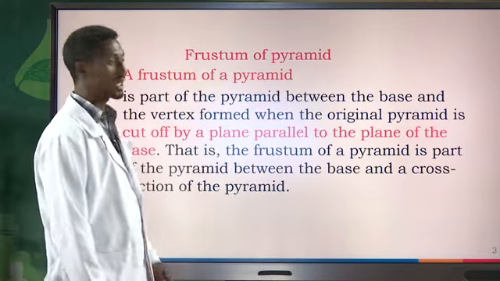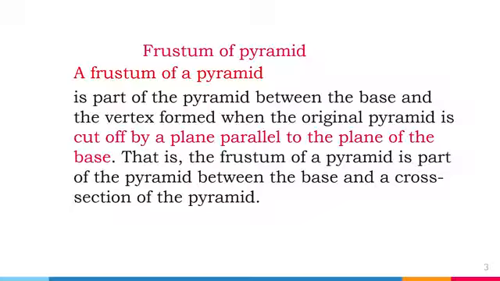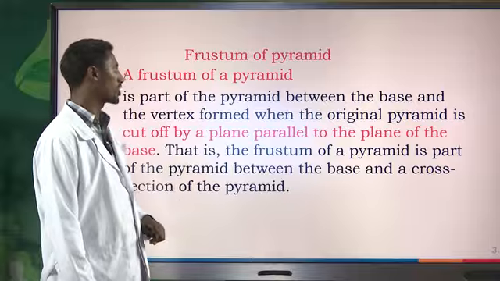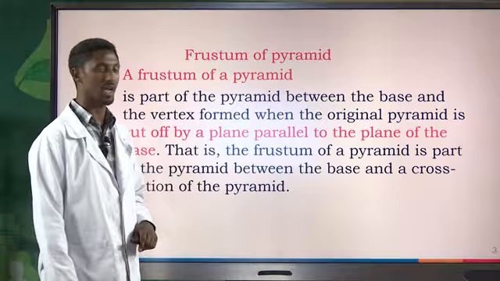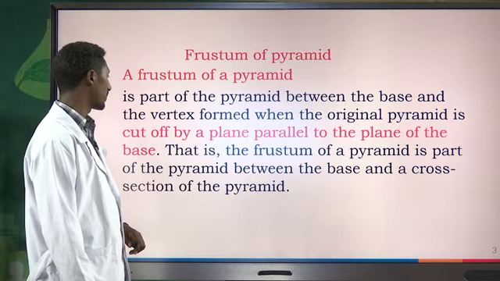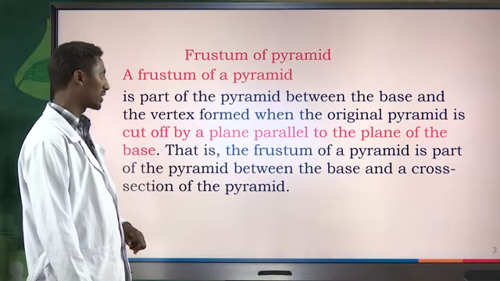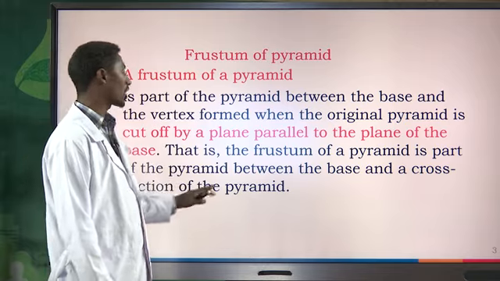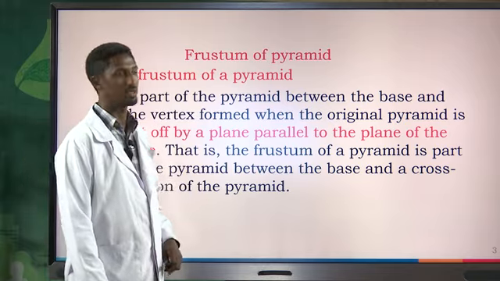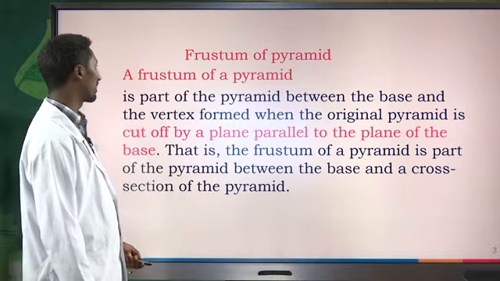So here is a frustum of a pyramid. A frustum of a pyramid is the part of a pyramid between a base and a vertex, formed when the original pyramid is cut off by a plane parallel to the base. That is what we call a frustum of a pyramid. So the frustum of a pyramid is the part of a pyramid which is between the base and the cross-sectional area of the pyramid. Let's see using a figure.